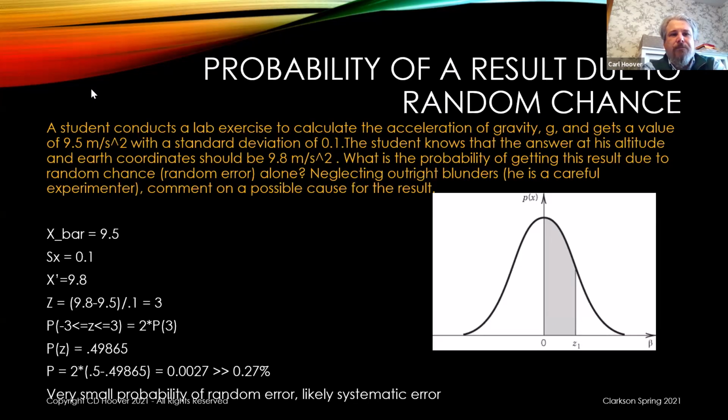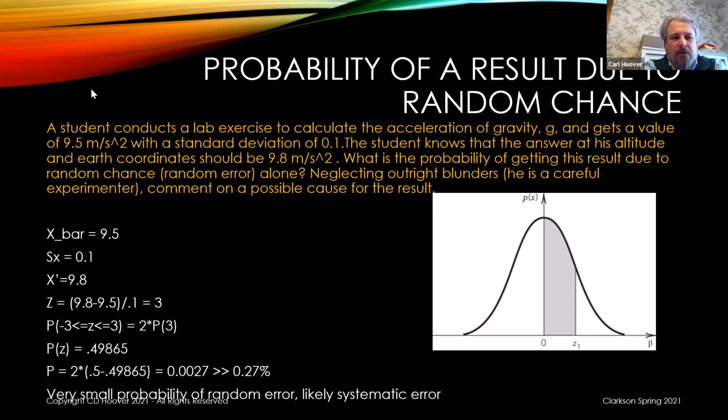Next problem, probability of result due to random chance. A student conducts a lab exercise to calculate the acceleration of gravity g and gets a value of 9.5 with a standard deviation of 0.1. Now we know the true value of gravity in this case is expected to be 9.8. So what's the probability of getting this result due to chance or random error alone? Neglect outright blunders. He's careful, experimental, and comment on possible cause of this result.